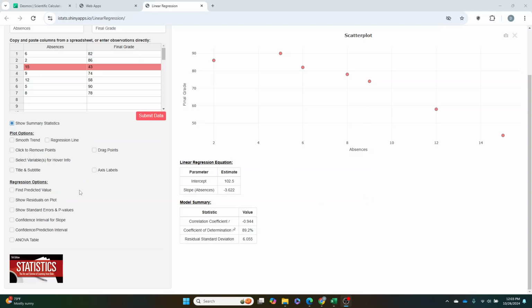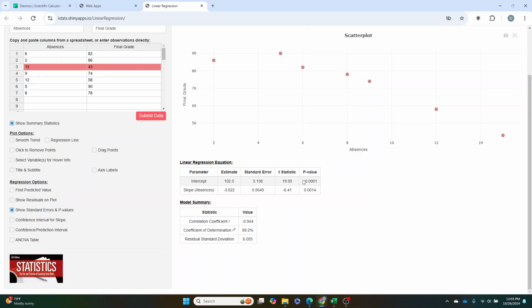So what you have to do is over here under regression options, you have to click on this little box that says show standard errors and p-values. And when you do that, then this table expands and you get standard errors, test statistics, and p-values.